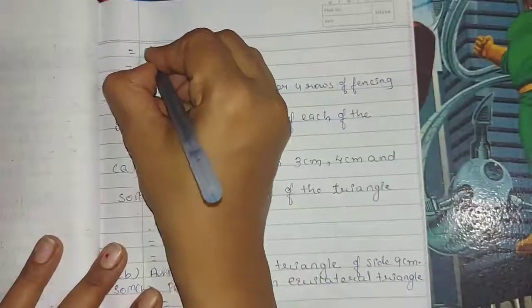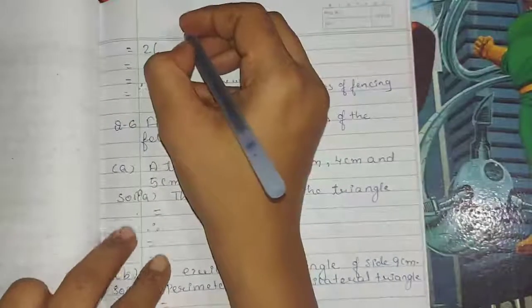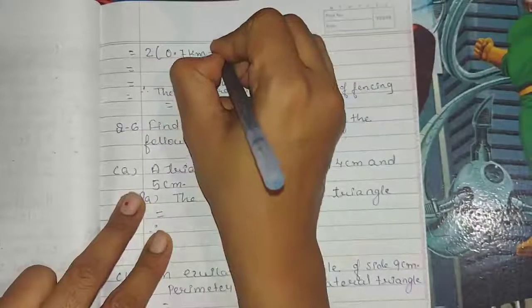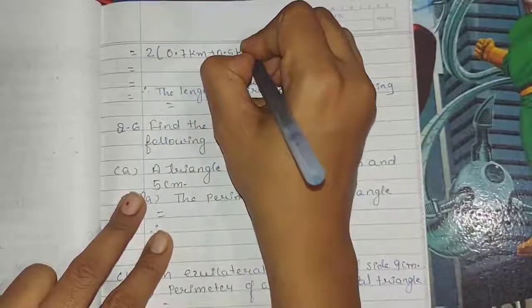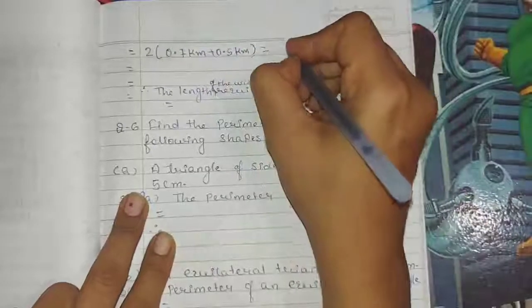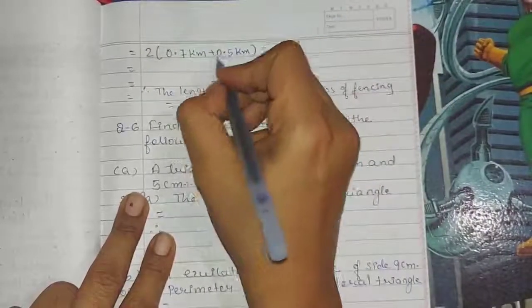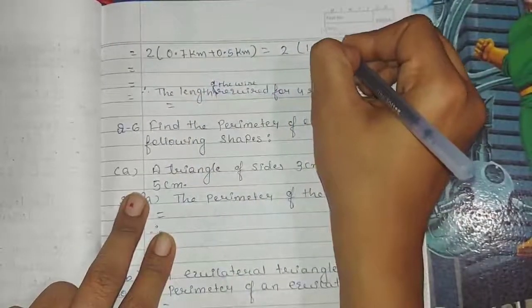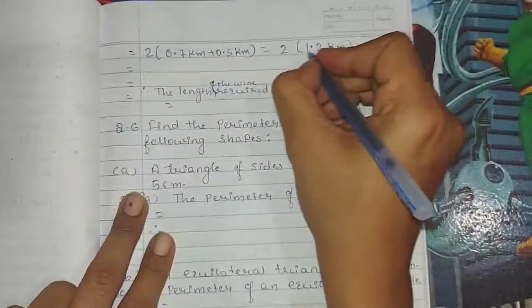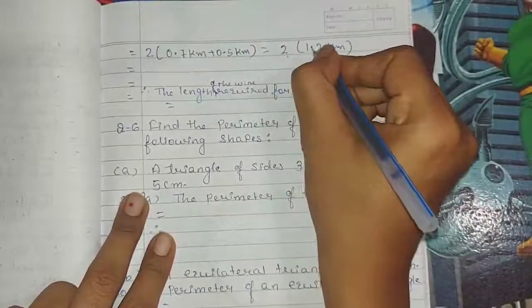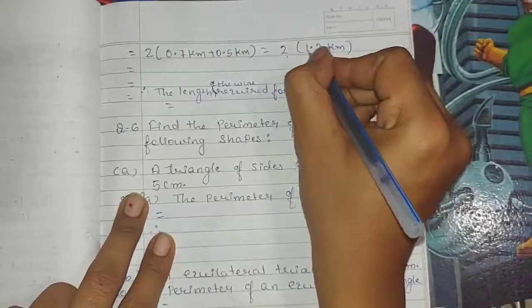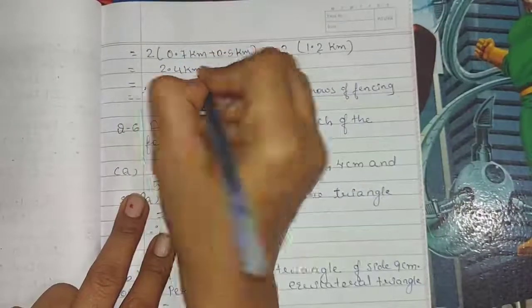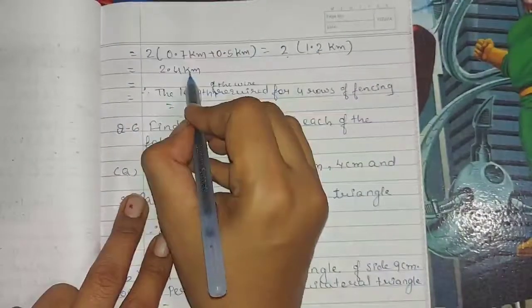That is equals to 2 bracket 0.7 kilometer plus 0.5 kilometer. So students, if we add this, then 0.7 plus 0.5, 7 plus 5 is 12 and carry 1. So 1.2 kilometer. Now students, if we multiply 2 by 1.2, that is 12 2s are 24. After the decimal, 1 digit is there. So we will get 2.4 kilometer. This is the perimeter of the piece of land.